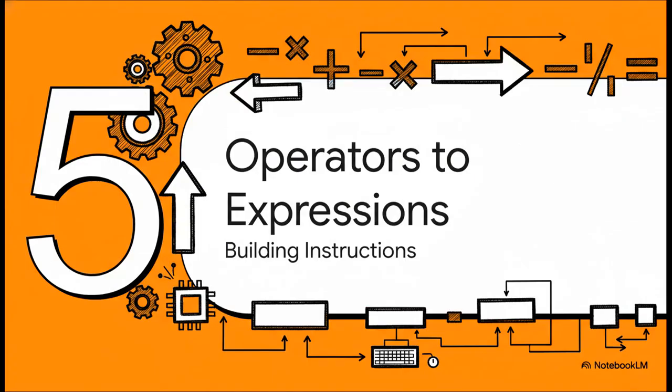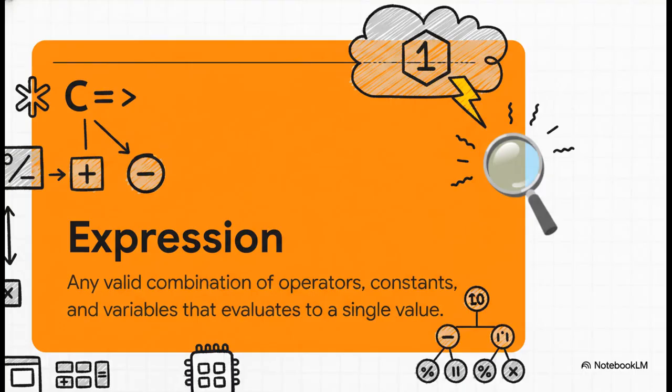Okay, let's put it all together. We have the operators, our action words. We have the rules of precedence. Now let's look at how they combine to create the actual instructions that your program will execute. And that brings us to the formal definition of an expression. Really, all it is, is any valid chunk of C code that can be boiled down to a single value. That's it. It doesn't matter if it's super simple or incredibly complex. If it produces a result, it's an expression.